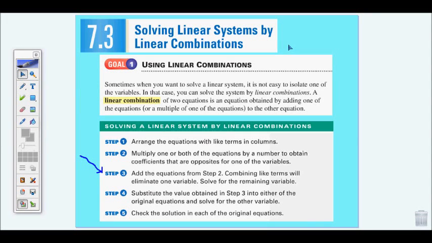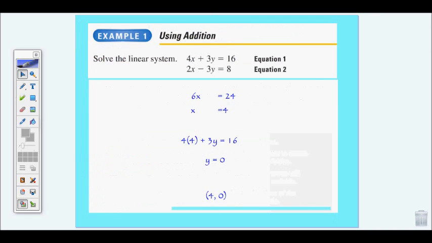In 7.3, we will still continue solving linear systems, but this time it will be by linear combinations. Linear combinations is obtained by adding the equations to get the result of one variable. Then we go back and do the same thing as we did in 7.2, substitution, to solve for the other variable. You can come back to the screen if you need to. We'll go ahead and put it in action.